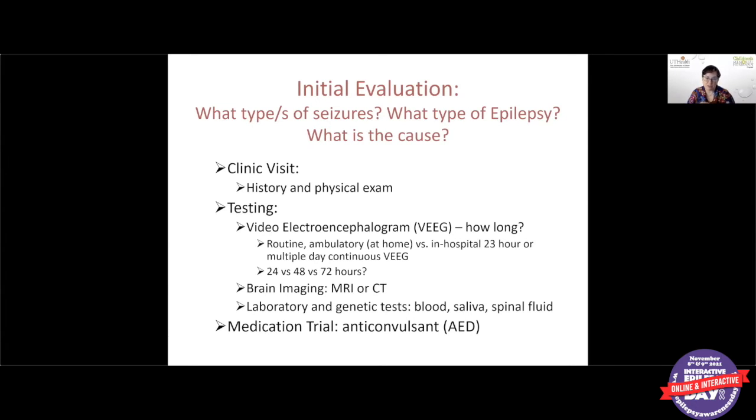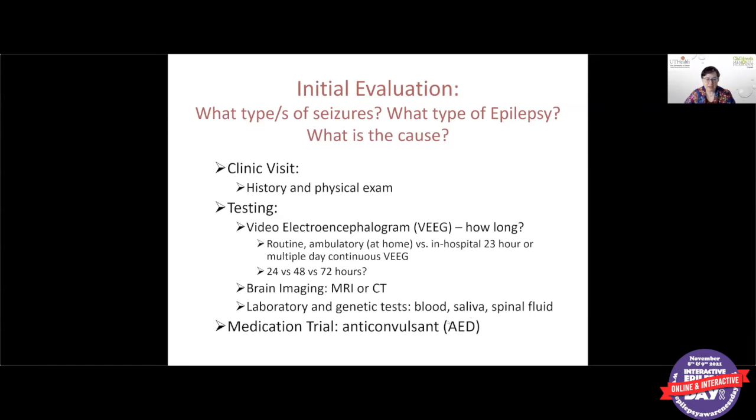And the MRI is better at picking out more subtle changes that might have even happened before the child was born and affected brain development. The other thing that's often done is laboratory testing and genetic testing that could be a combination of a blood draw, saliva, or even a cheek swab, or sometimes spinal fluid where the patient has a spinal tap, usually done at the hospital or in a procedure room.